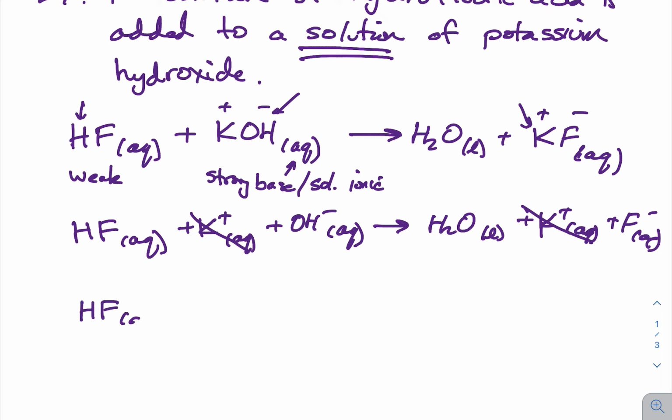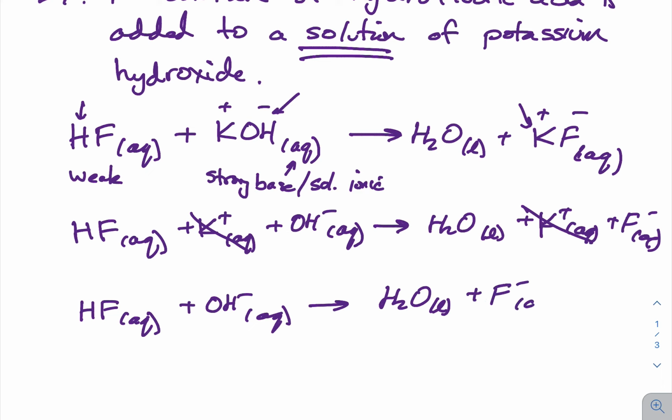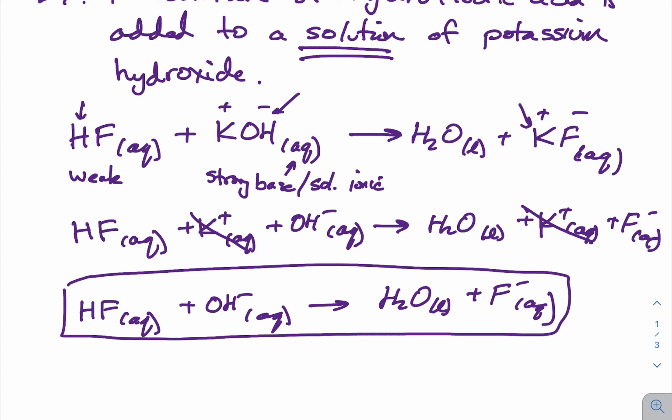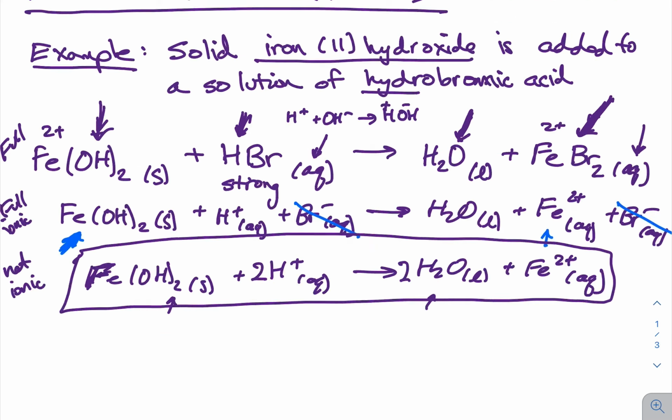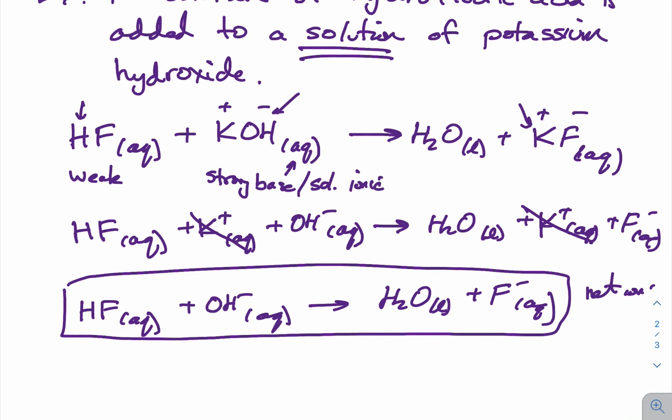So then we bring down what we've got left, which is HF plus OH minus yields H2O liquid plus F minus aqueous. Okay, and that is our net ionic reaction equation for this process.